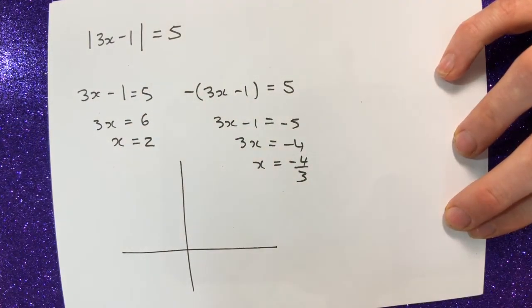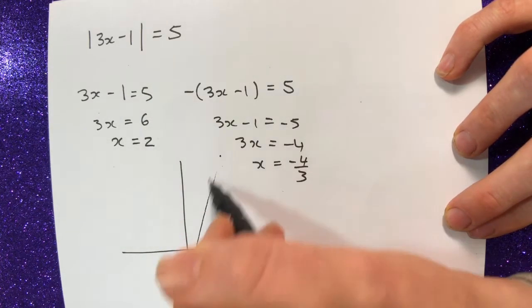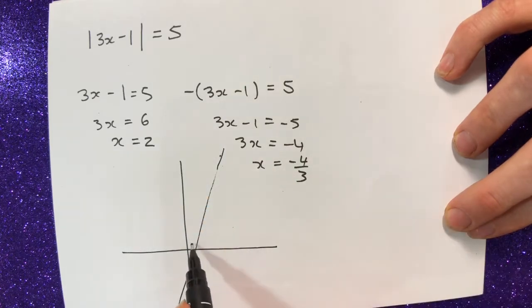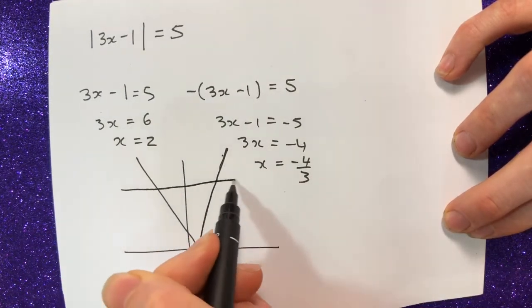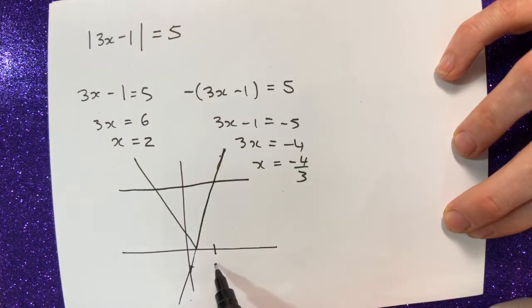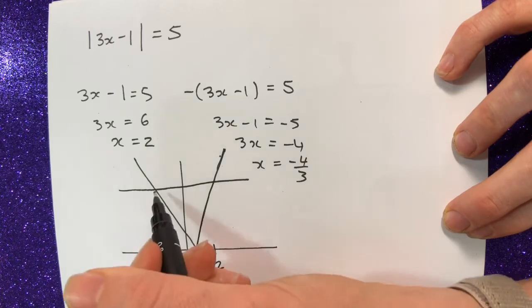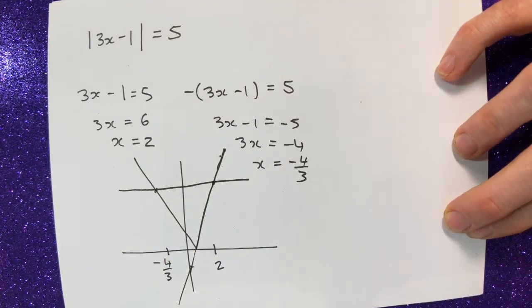If I were to sketch it, just so you can understand what the meaning is in sketch form, 3x minus 1 is a fairly steep function cutting through at -1, but we bounce it back up again, so it looks like this. And we're saying when is that equal to 5? And the answers are when x is 2 and when x is -4 on 3. So that's the meaning of what we just found.